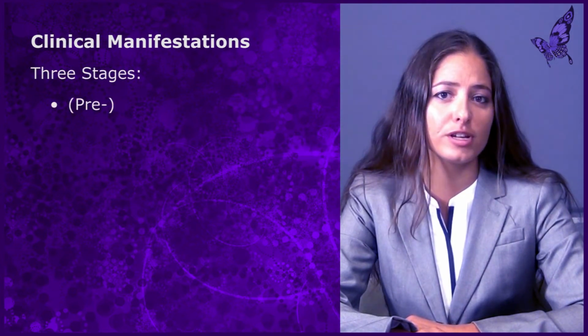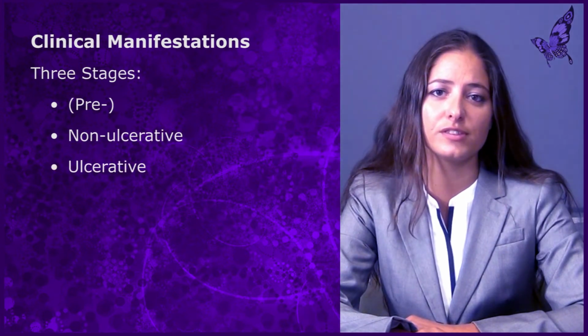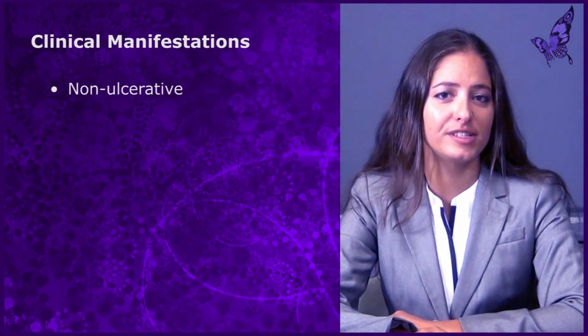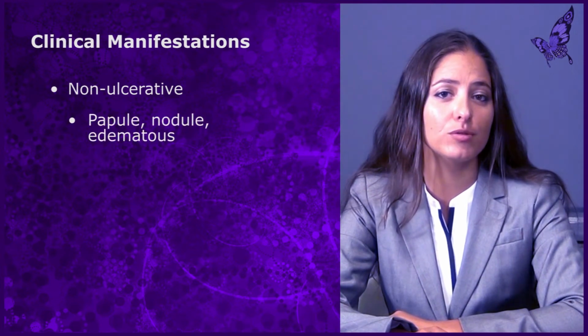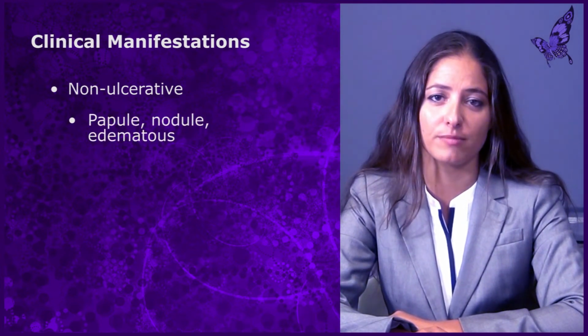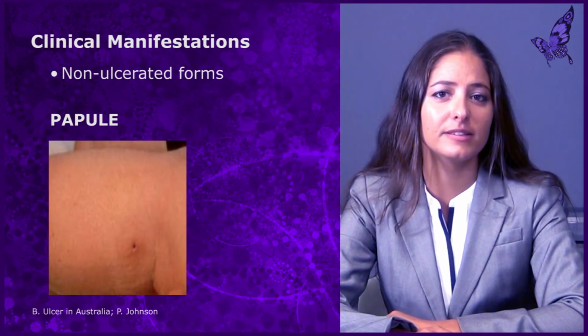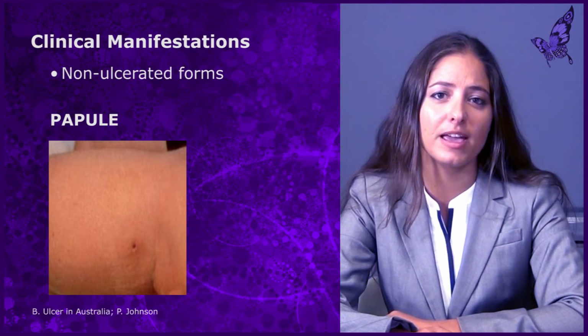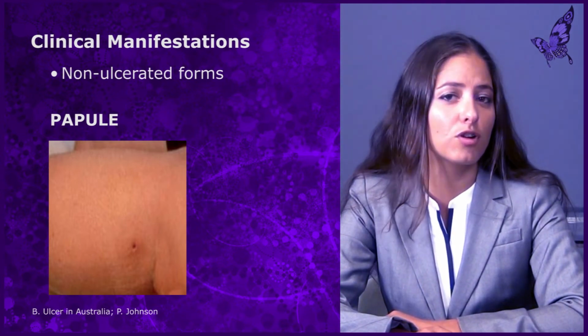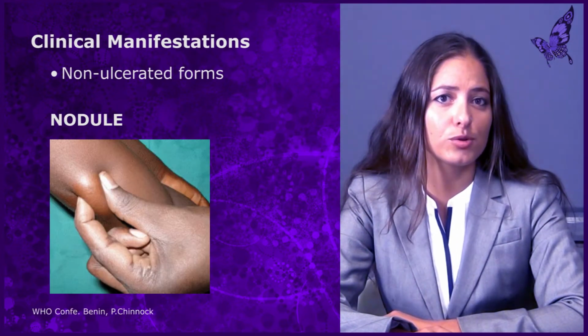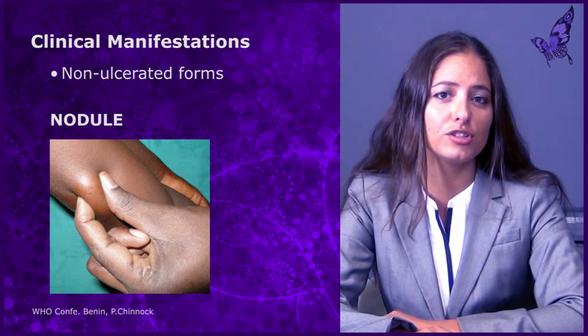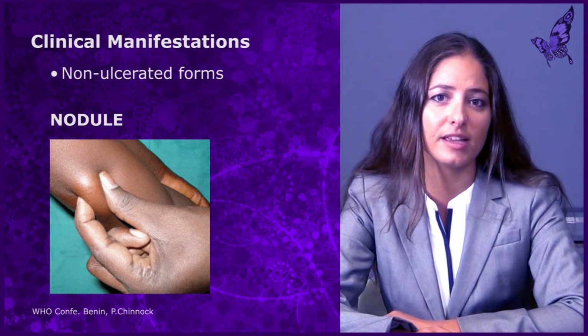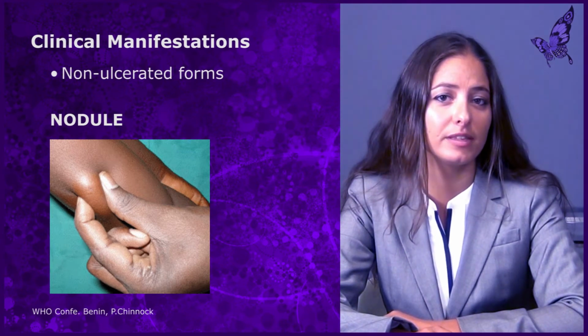The clinical course of Buruli ulcer can be divided into pre-, non-ulcerative, and ulcerative stages. The non-ulcerative stage is further classified into papule, nodule, and edematous forms. A papule is a painless, raised skin lesion less than 1 centimeter. It is usually accompanied by erythema of the surrounding skin. This form has not been reported in Africa. The nodule is a lesion that extends into the subcutaneous tissue that is usually 1 to 2 centimeters in diameter, painless, and mobile. This form is commonly seen in Africa.